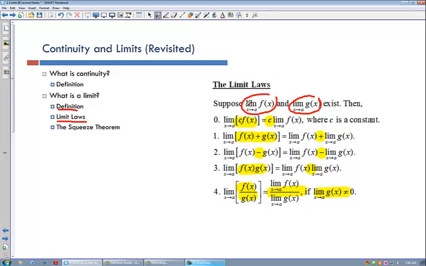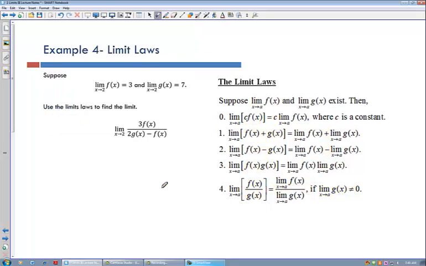So as long as these limits exist, you can do all kinds of basic algebraic operations: addition, subtraction, multiplication, division, and even composition, although I didn't put it on here because we're not going to use it. But you should be aware that you can do it with composition too. So let's look at an example.